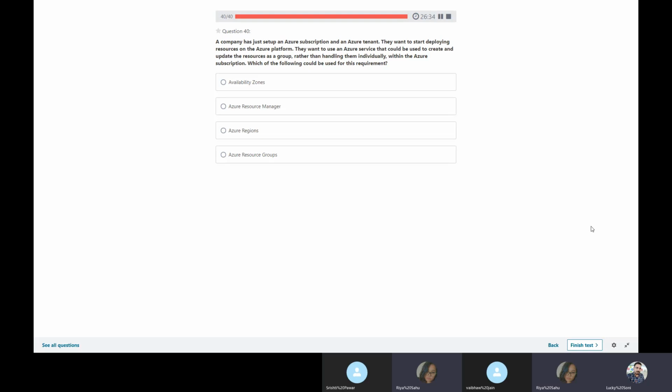A company has just set up an Azure subscription and an Azure tenant. They want to start deploying resources on the Azure platform. They want to use an Azure service that could be used to create and update the resources as a group rather than handling them individually within the Azure subscription. So, which of the following could be used for this requirement? Yeah, guys, tell me.